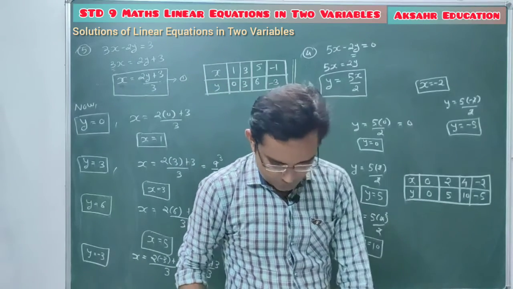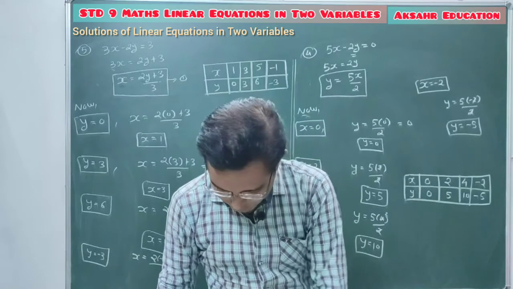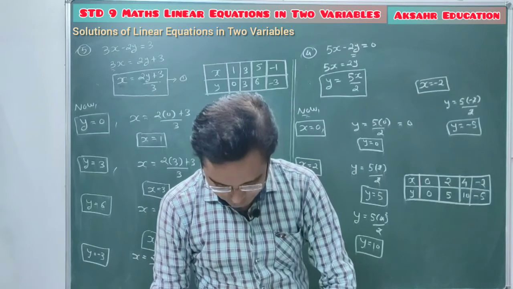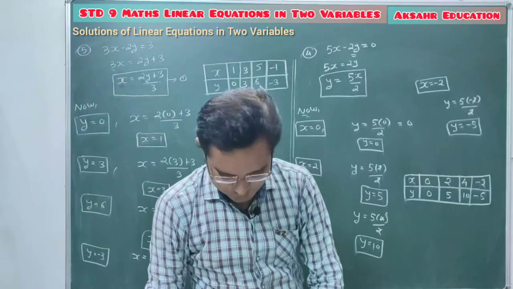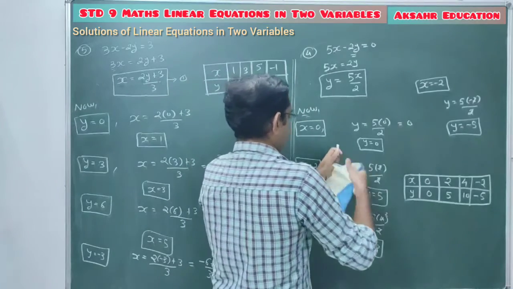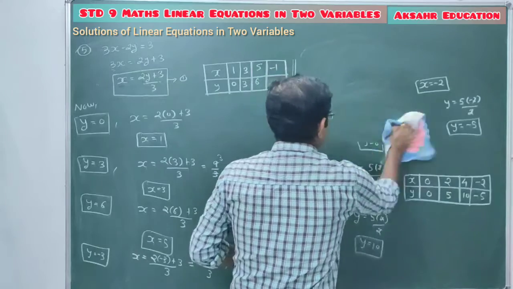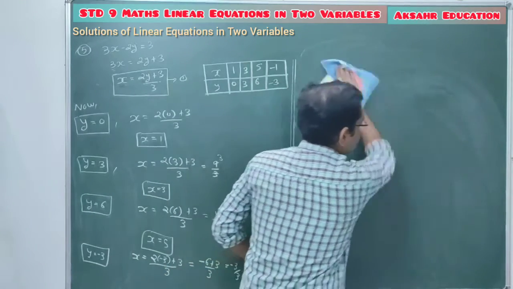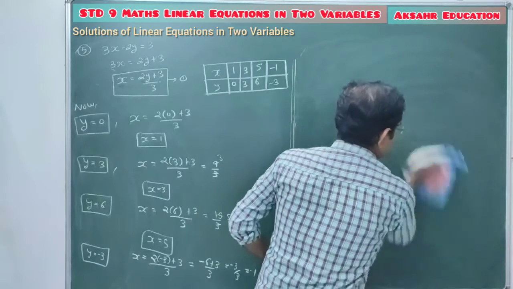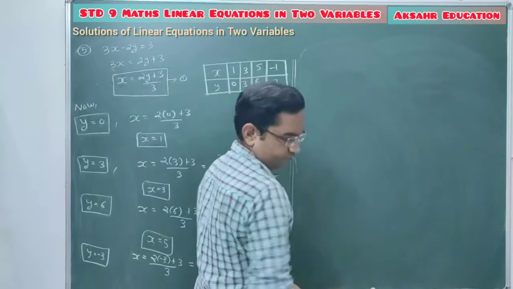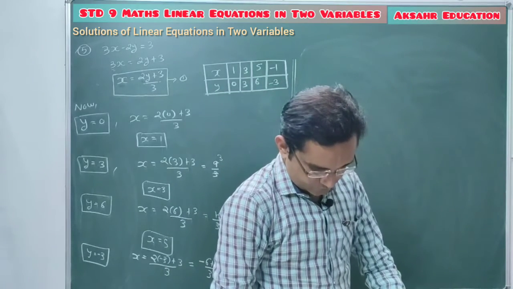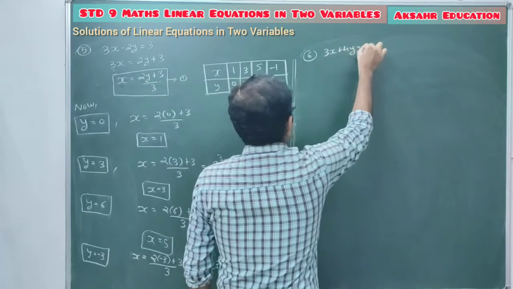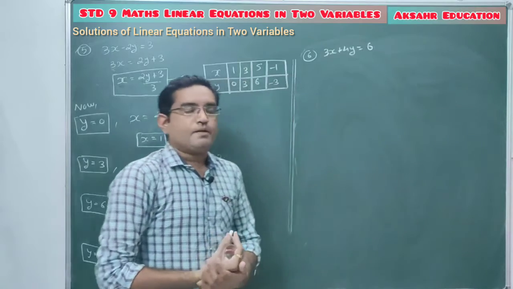So for 6 sum, कौन सा एक सम ले ले, चलो. Sum 3x plus 4y equal to 6. Done?